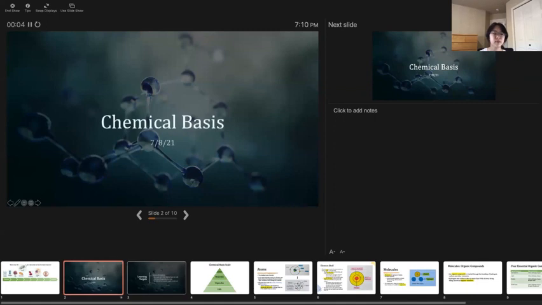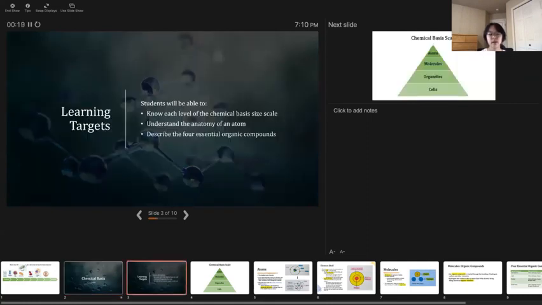So today we will be learning about chemical bases. And like I said in an email, we will be talking a little bit about chemistry. So it's kind of a basic introduction. And so here are our learning targets. Students will be able to know each level of the chemical basis size scale, understand the anatomy of an atom, and describe the 4 essential organic compounds. More information will come on that later.